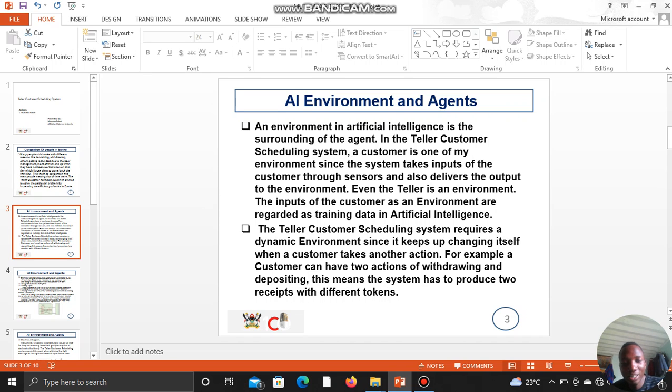So in the Teller customer scheduling system, a customer is one of my agents, since the system takes the inputs of the customer through sensors and also delivers the outputs to the environment. Even the Teller is an environment. So the inputs of the customer as an environment are regarded as training data.